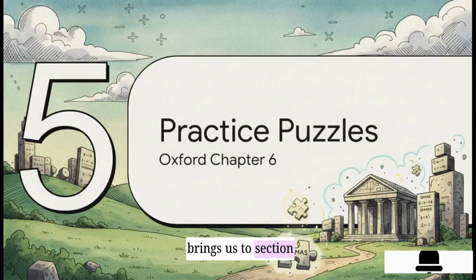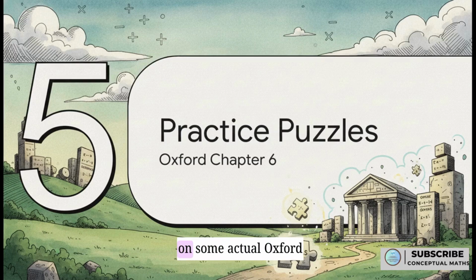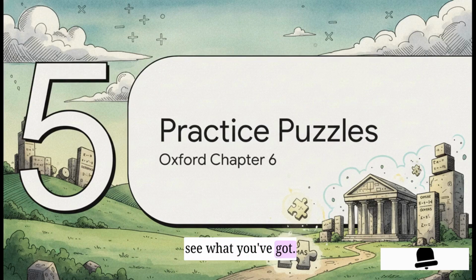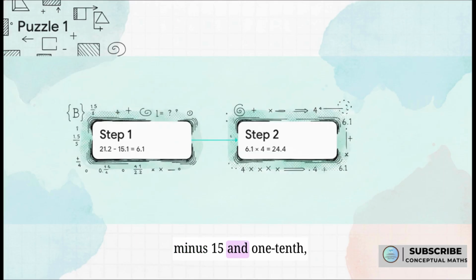Which brings us to Section 5, Practice Question Puzzles. We're heading out into the field to test your new skills on some actual Oxford Chapter 6 puzzles. Let's see what you've got. Here's your first puzzle. Bracket 21 and 1/5 minus 15 and 1/10, close bracket, times 4.